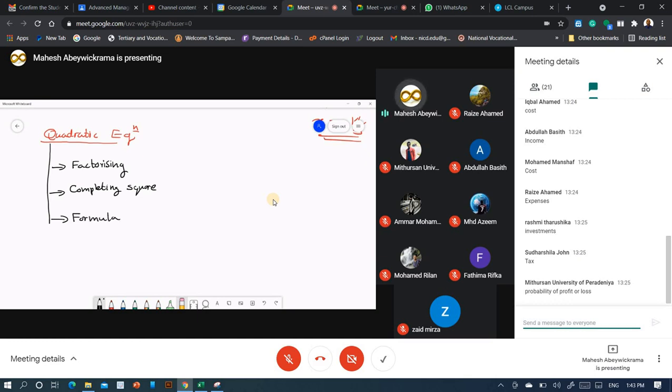There's a formula like this: x equals minus b plus or minus the square root of b squared minus 4ac, over 2a, right? Most of the time in the upcoming problems, we will use this formula, but at the same time, you must know about factorizing and also the completing square method.